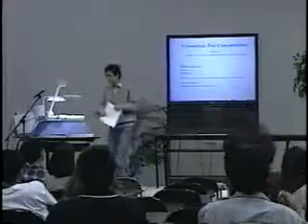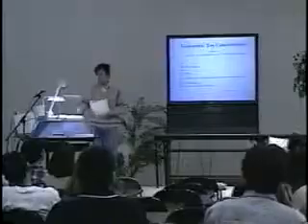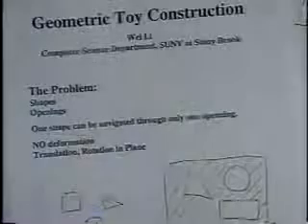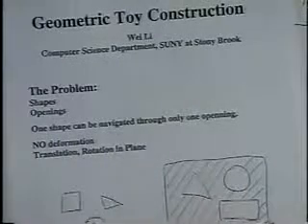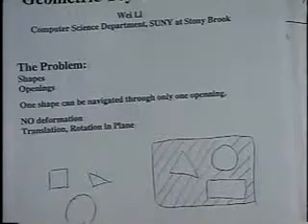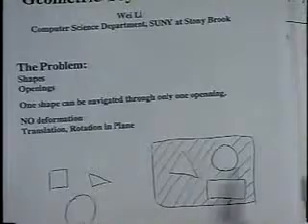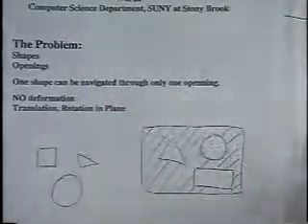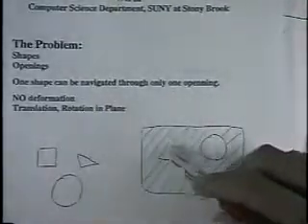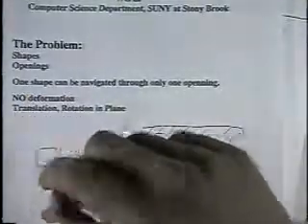Okay, go. My topic is the geometric construction. The problem is, if you were given some kind of shapes and openings, whether we can make sure that one shape can only navigate through only one opening. For example, in this graph, we are given some shapes, for example, a square, a circle, and a triangle. And we have a board with some openings cut out. So we'll try to put the shapes through the openings to see whether they can pass.